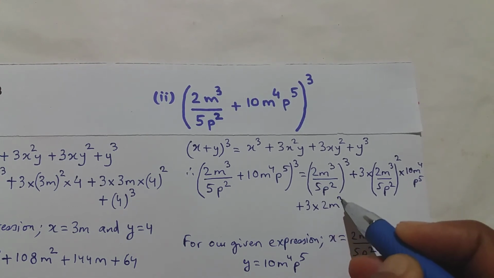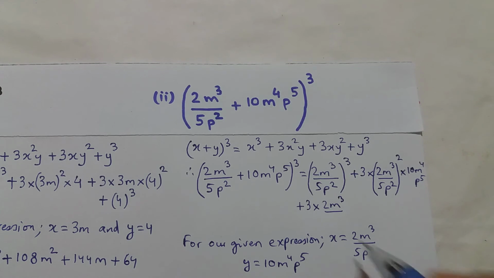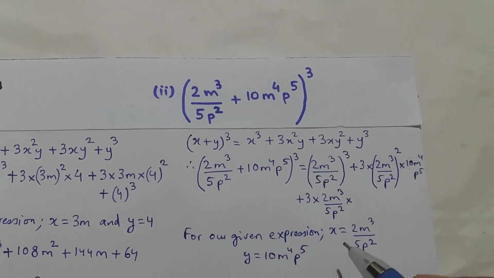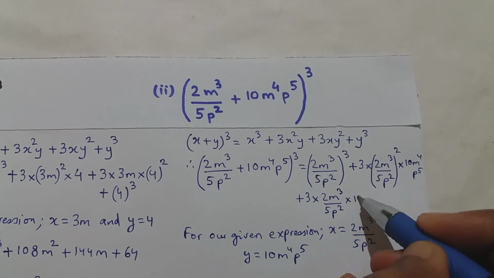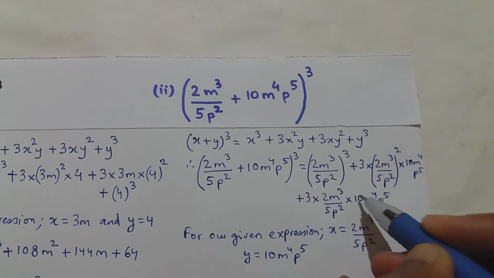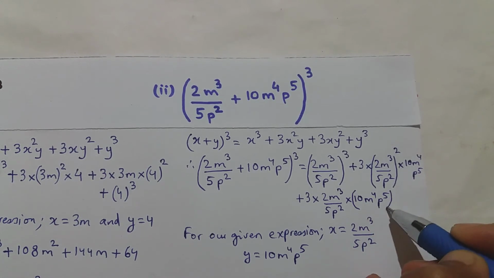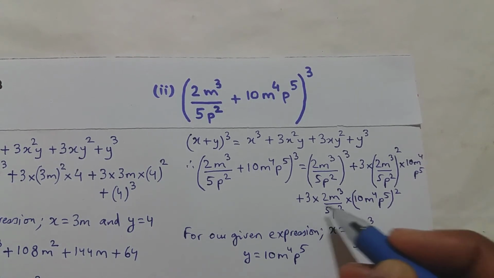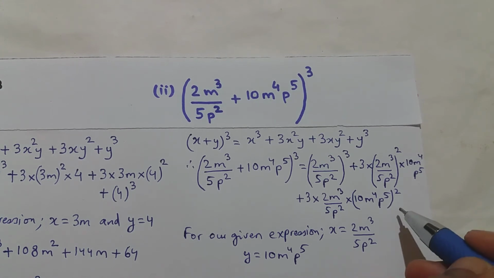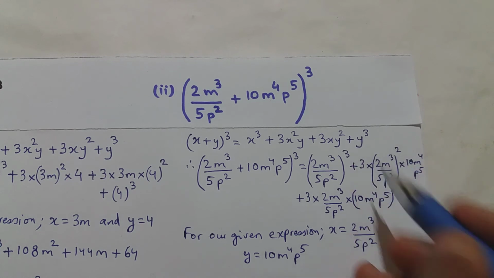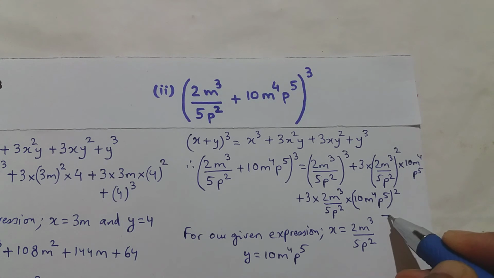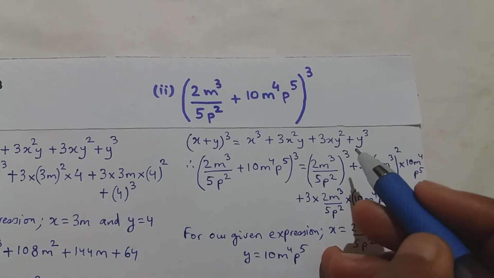2m cube upon 5p square into 10m to the power 4 p to the power 5 whole square. So this is 3xy square, and then it is plus y cube. So I am writing over here plus y cube.